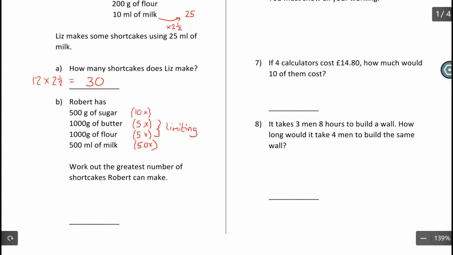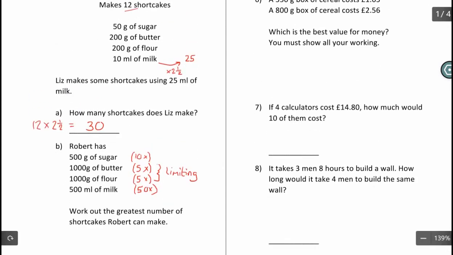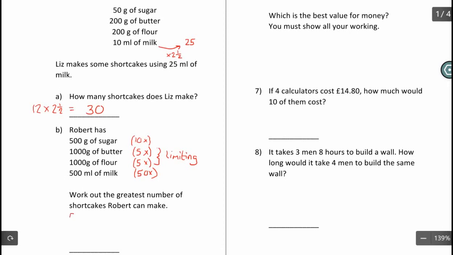Okay, so he can only make 5 lots of the recipe. The recipe makes 12 shortcakes, so 5 lots of 12 give us 60.